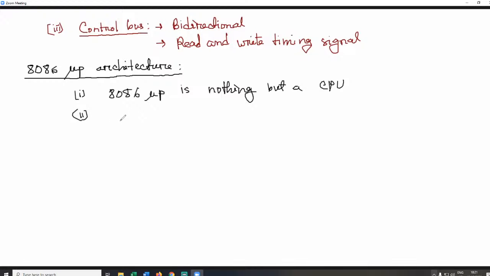Now the second point says CPU. What is CPU? Like a human has a brain, and the brain can function everything. In a similar way, in a computer, CPU is the brain, and CPU can perform all the tasks. That's why you can say CPU is the brain of a computer. So that is what you can write: CPU, the brain of a computer.